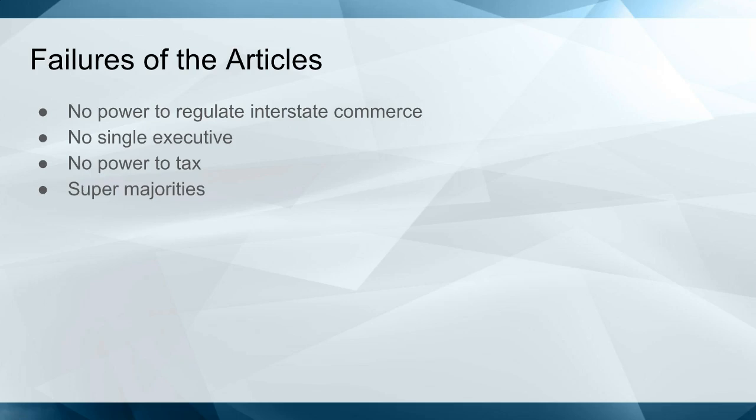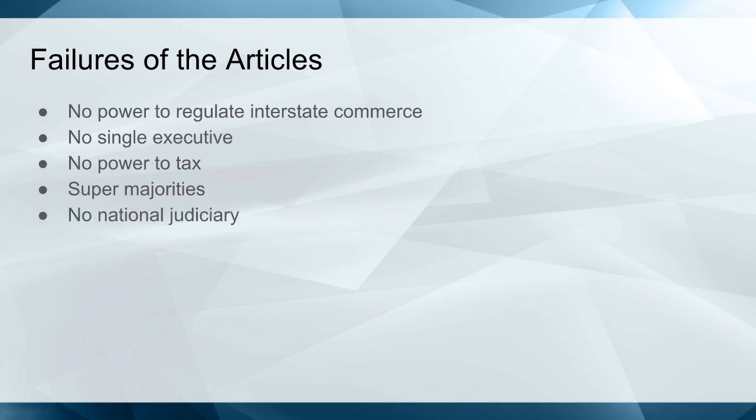Furthermore, requiring supermajorities is the antithesis of majority rule. Let me explain. If you believe in majority rule, then with 13 states, a majority of which would be 7 states out of the 13, that should be necessary to pass a law. However, the Articles required that it be 9 states out of 13, which meant that a majority, 7, would have been thwarted by a minority.